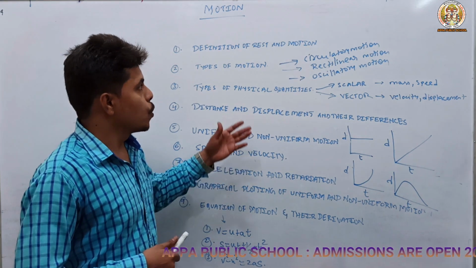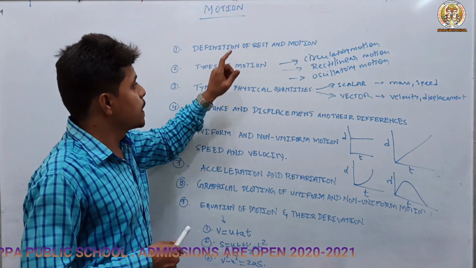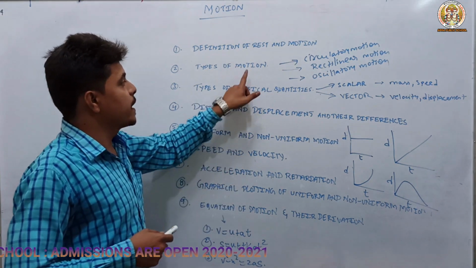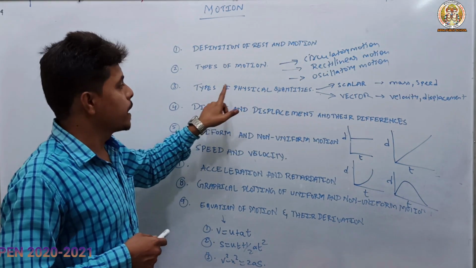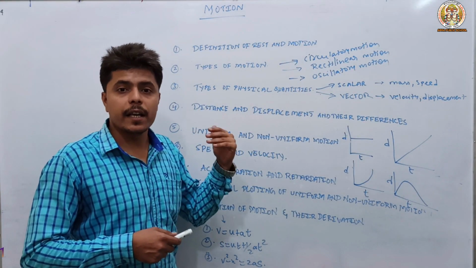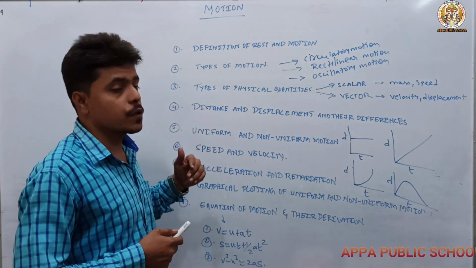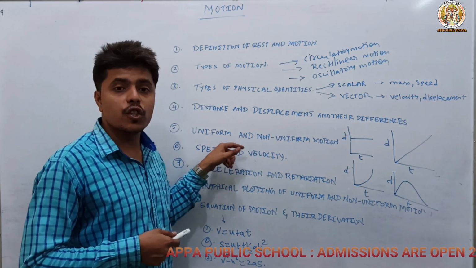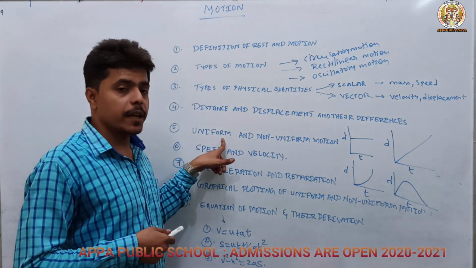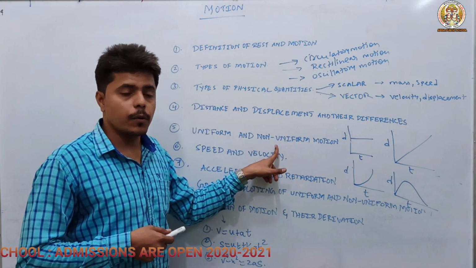Today we came across the contents in the motion chapter: definition of rest and motion, then types of motion, circulatory motion, rectilinear motion, oscillatory motion, types of physical quantity, scalar quantity, vector quantity, distance and displacement and their differences. We came to know what is distance, what is displacement, then uniform motion, where the body covers equal distance in equal interval of time, and non-uniform motion, where the body covers unequal distance in equal interval of time.